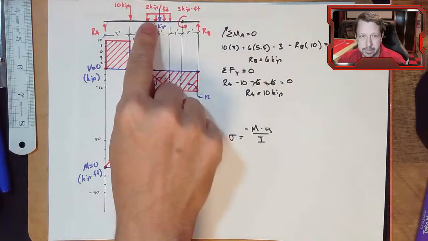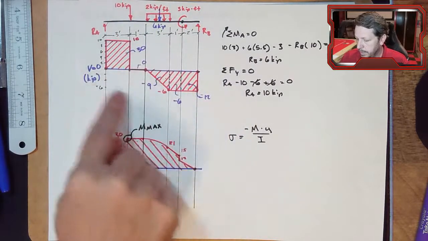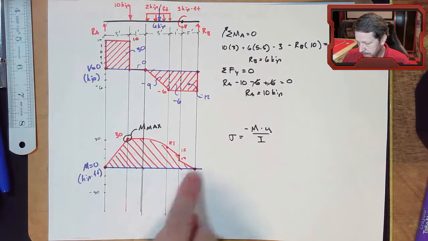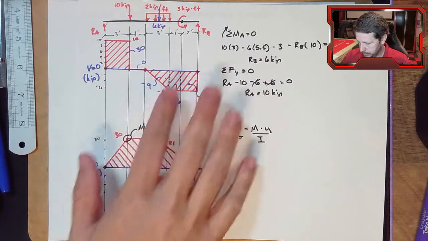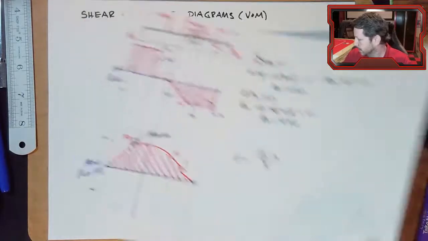So you'll have a beam with some kind of loading on it at the top. You'll have a picture that represents the shear force anywhere in the beam. And underneath that, you'll have a picture that represents the bending moment anywhere in the beam. And so we'll develop a set of rules to construct these things.